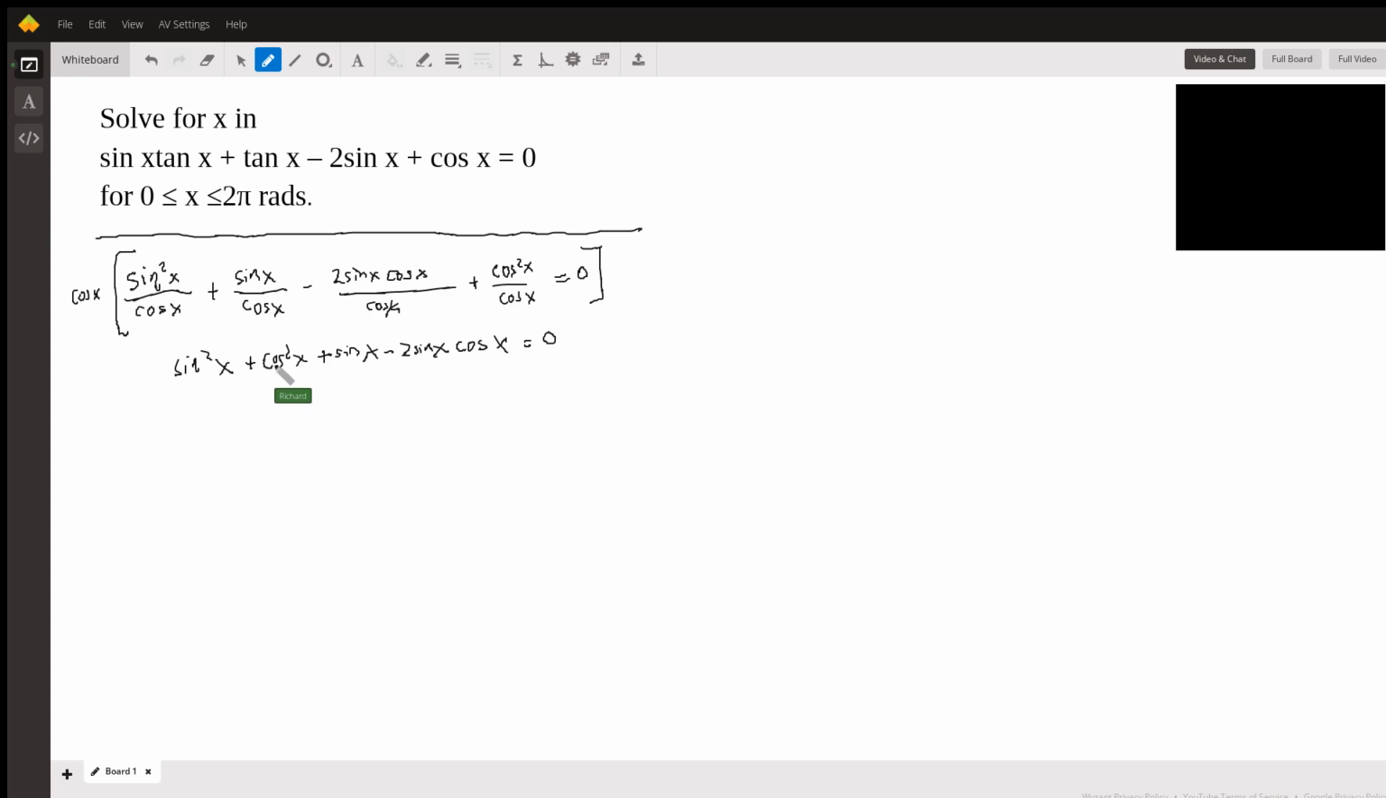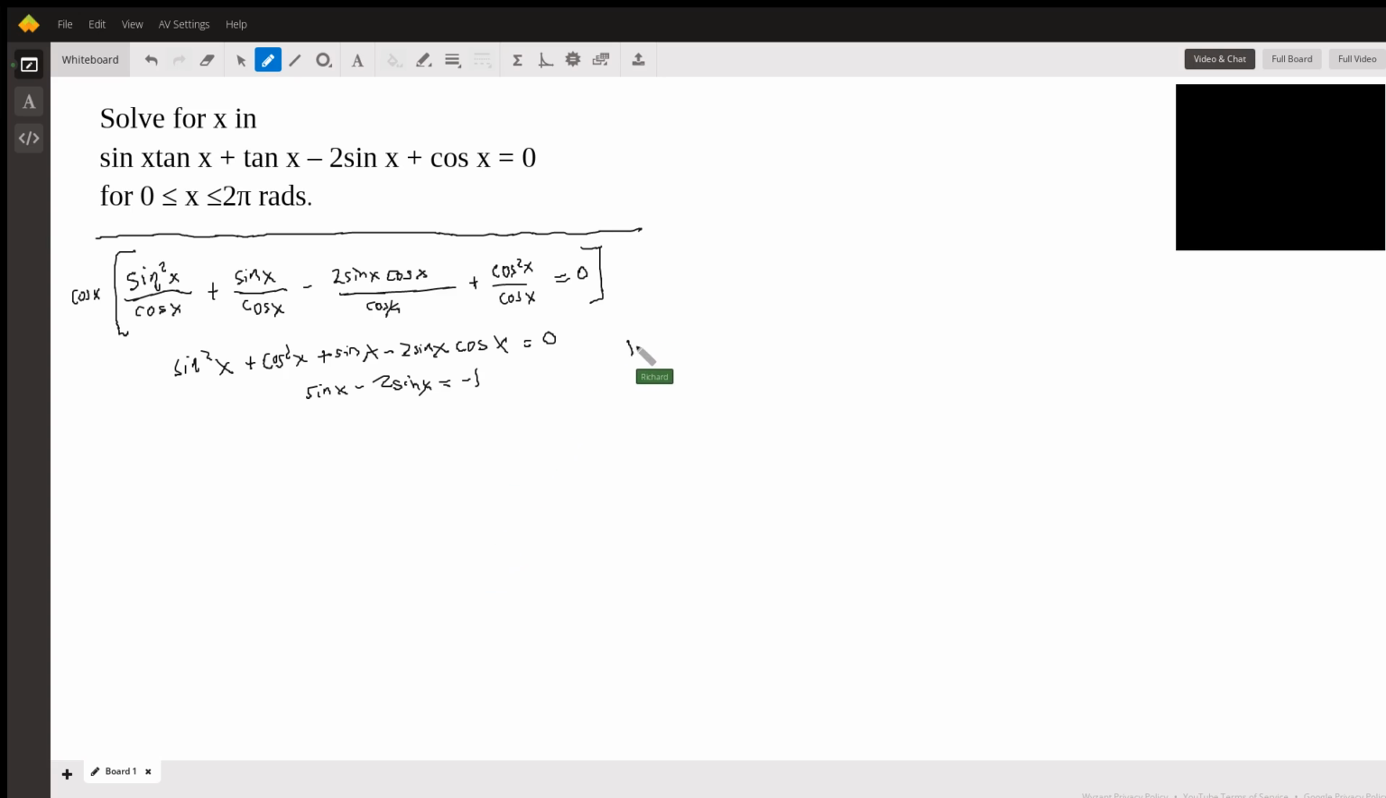Okay, well, sine squared plus cosine squared is 1. So now I'm going to write sine x minus 2 sine x cosine x equals -1. And that's about as far as we can take it.